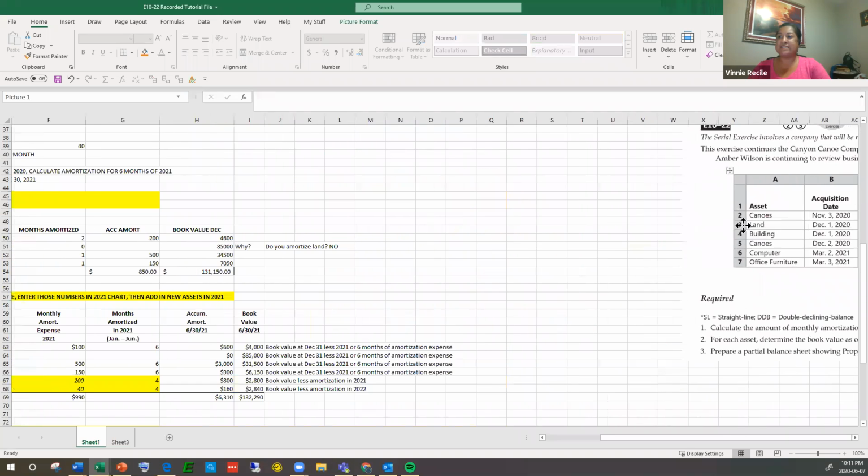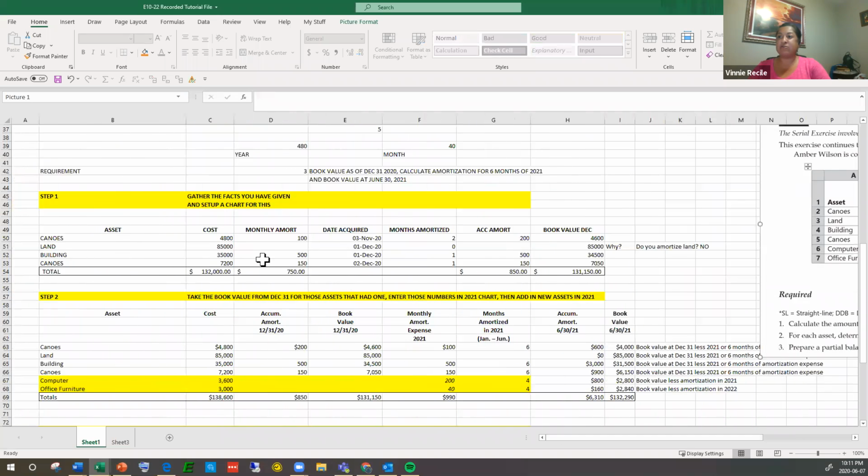Let's tackle what we're doing with land. Let's move back over here. So there's no amortization for land. Why? Because you don't amortize land. Think back to the slides and the lessons, we don't amortize land. We've got date of acquisition here broken out, again, given to you, months amortized. How are we calculating the months? If this is purchased on November the 3rd and we're doing this amortization chart for December 31st, that's 2 months of amortization. If this is December 1st and we're doing it for December 31st, 1 month. And then for the purposes of simplicity, this is also 1 month.